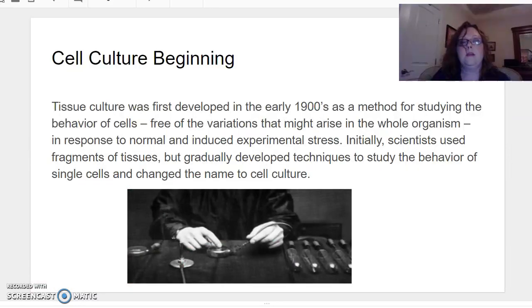Cell culture began in the early 1900s. It was a method to study behavior of cells. They didn't know too much about how they grew or too much about the organisms that were responsible. So initially scientists used fragments of tissue, but gradually developed techniques to study the behavior of single cells and changed the name to cell culture.